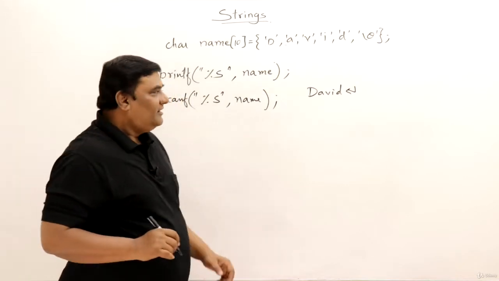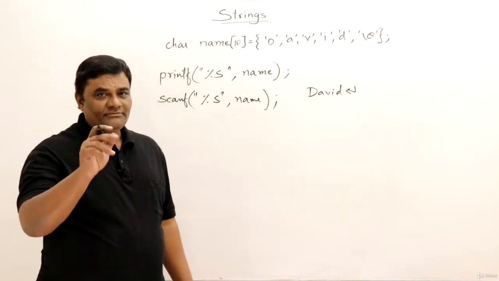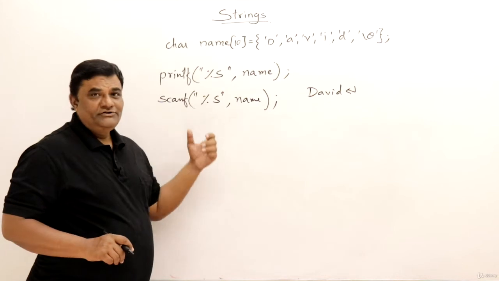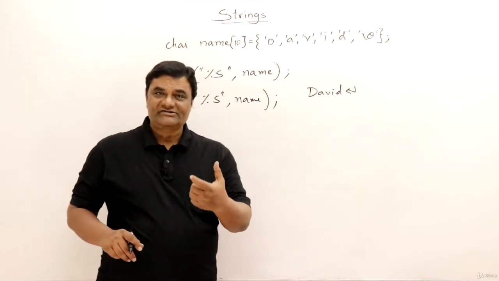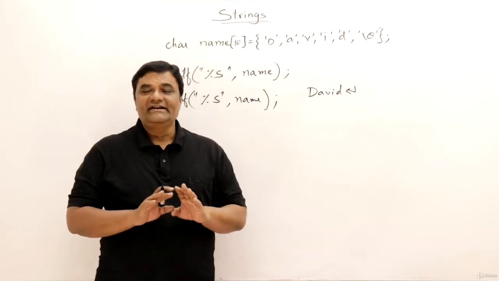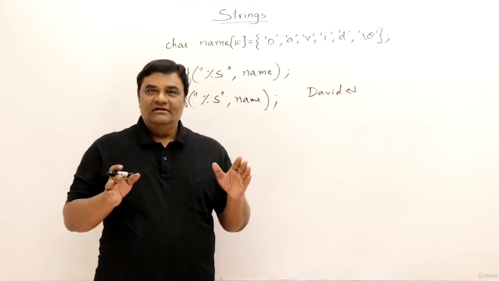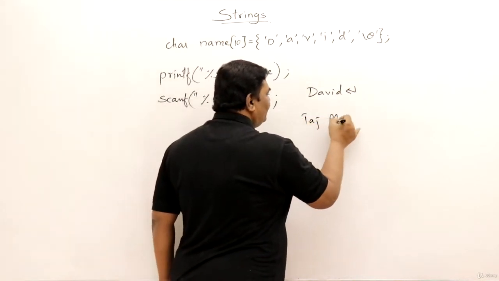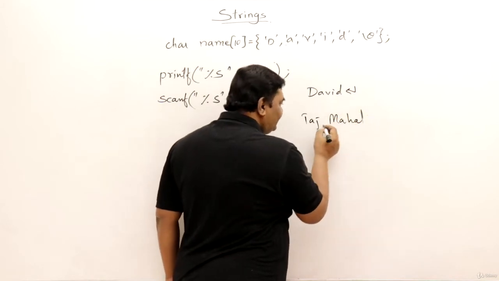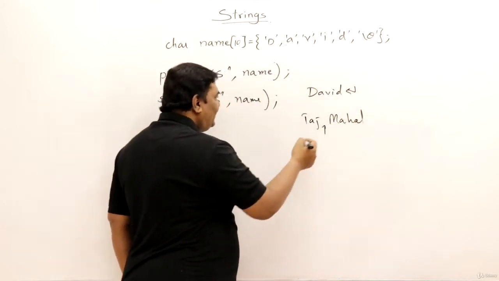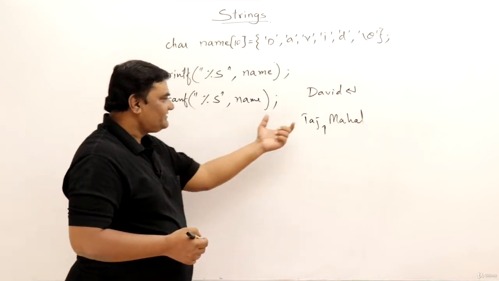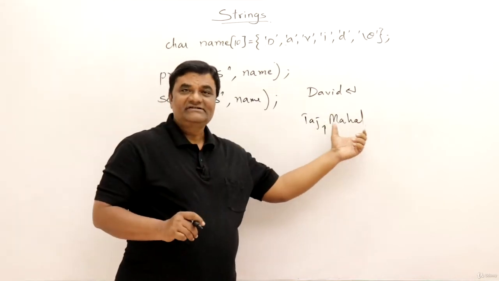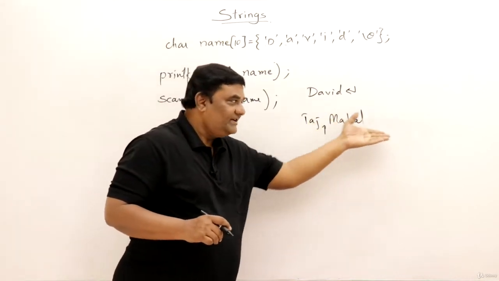Now one last thing about scanf. This scanf is useful for reading just one word string. If you have multiple words, it cannot read them. Suppose you are writing Taj Mahal, then there is a space in between. If you type this, scanf will just take the first word, and it will skip the remaining words.